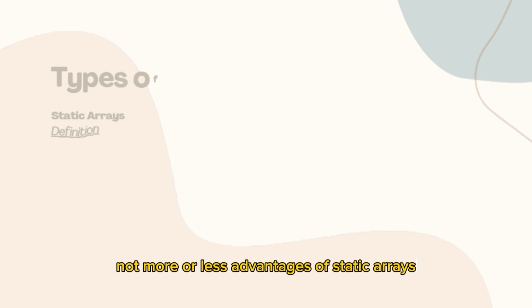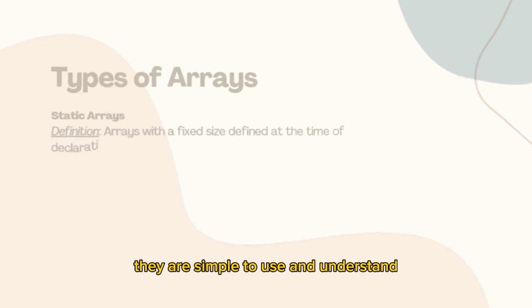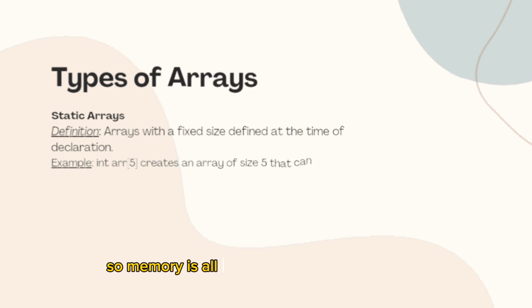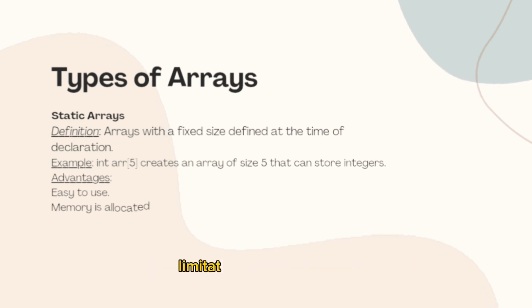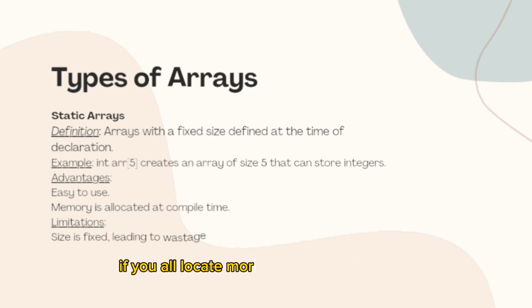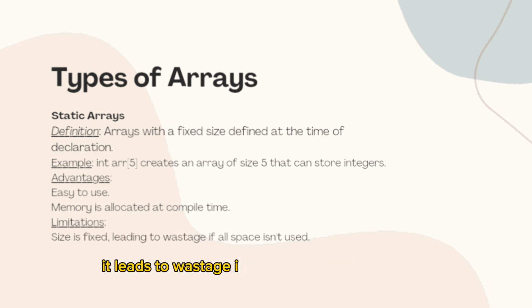Advantages of static arrays. They are simple to use and understand. The size is fixed, so memory is allocated in advance, making them predictable. Limitations of static arrays. If you allocate more memory than needed, it leads to wastage. If you need more space later, you cannot increase the size.